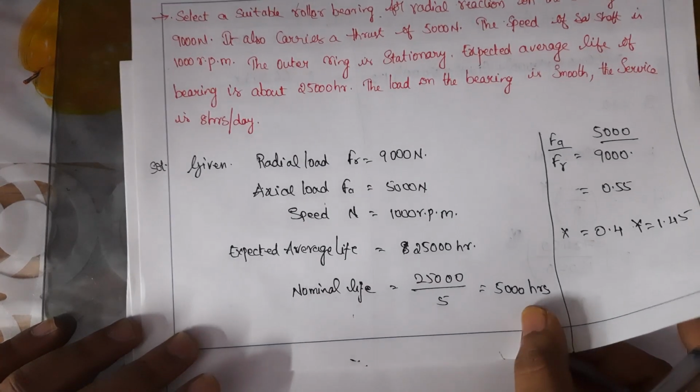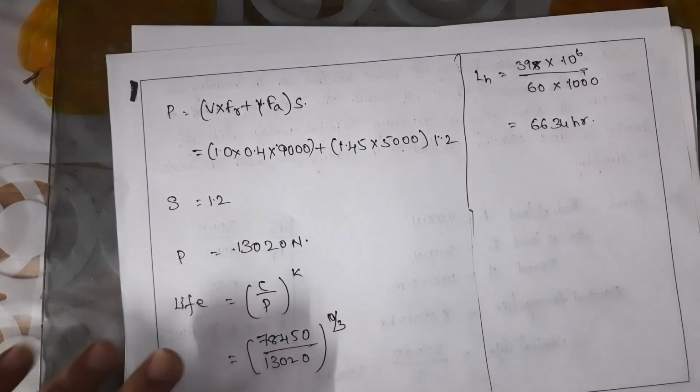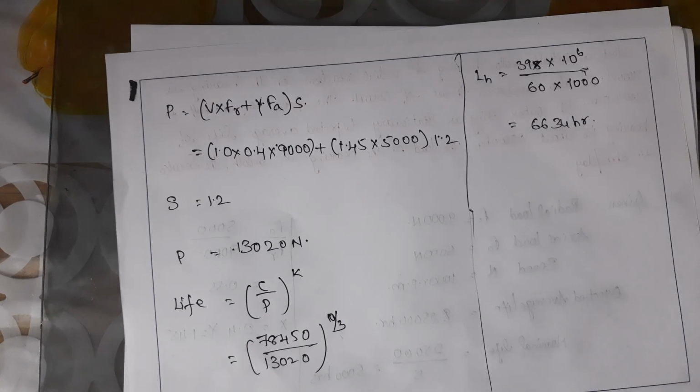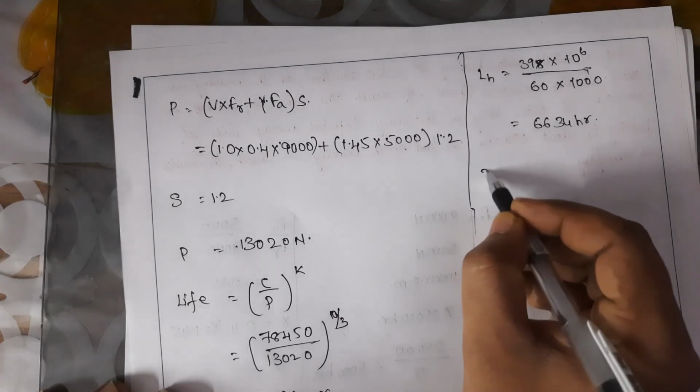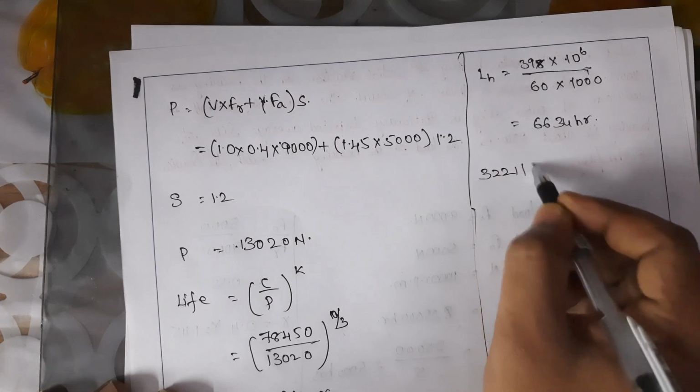The nominal life that we require is 5000 hours, and the value that we have got is greater than the value that we required. So let us try a slightly lower capacity bearing. Since the required life is only around 5000 hours, select bearing 3221.